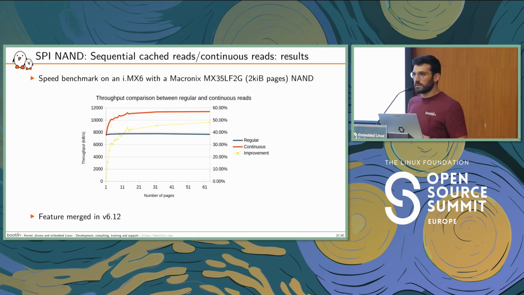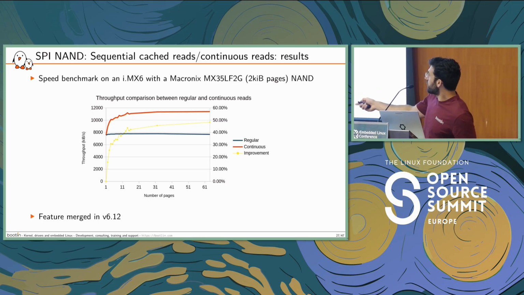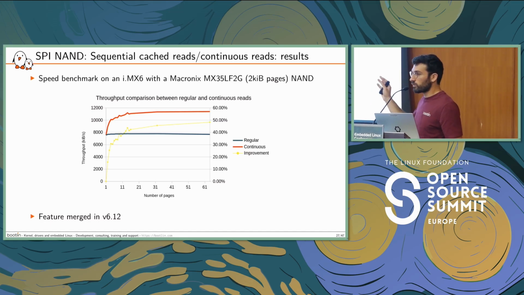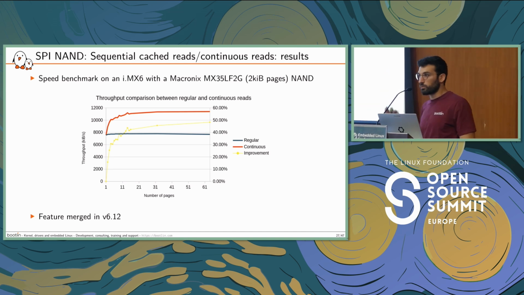However, on SPI NANDs, here is a graph that clearly shows another benchmark when we read more and more contiguous pages. You can see that starting from 2 pages right there, we already have a 15% increase on the overall throughput. 25% if we read 3 contiguous pages, and then it levels off at about a 40% throughput increase if you read more contiguous pages. This ends at the block boundary.